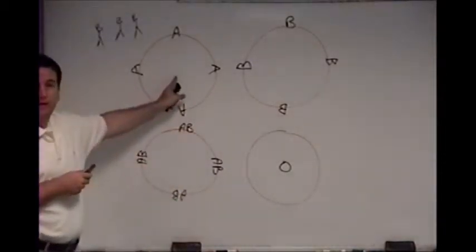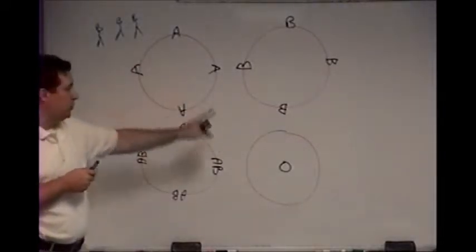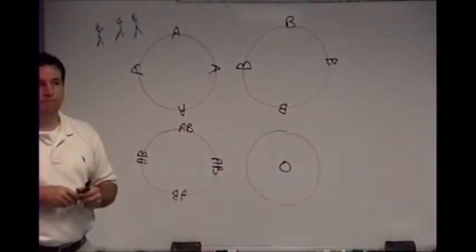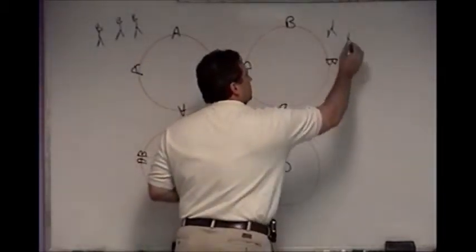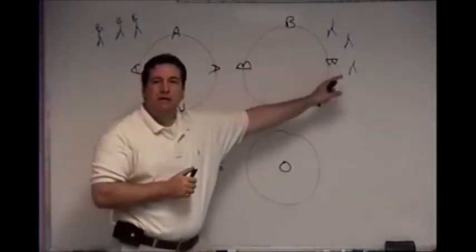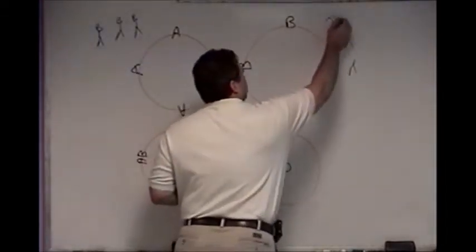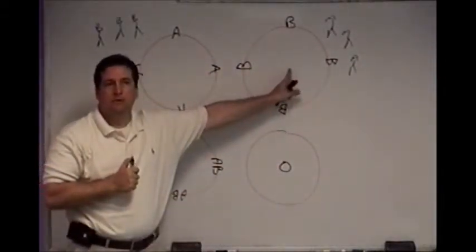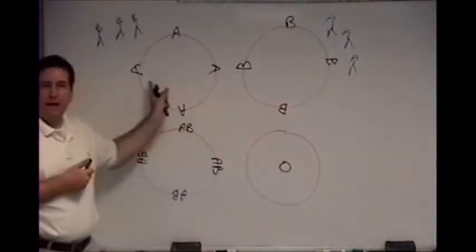So a person with group A antigens on their red blood cell can only get group A blood or type O. No antigens, type O. So if we look at this guy with B's, group B blood, his body's automatically going to make antibodies against what he does not have, which in this case is A. Which means he can only get B, or he can get O. Can he get A? No.